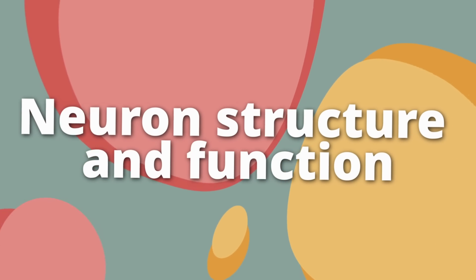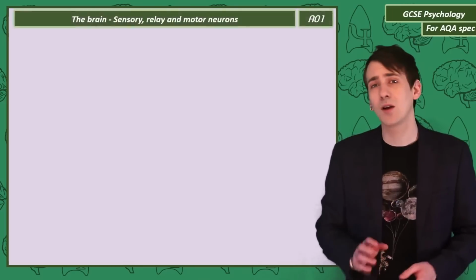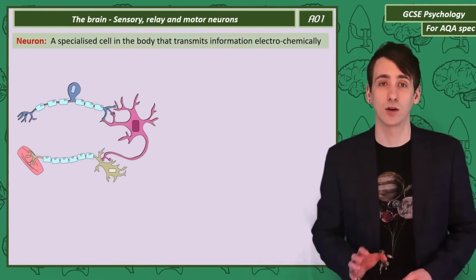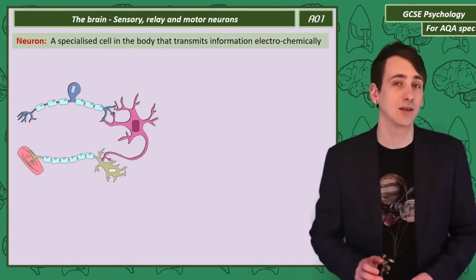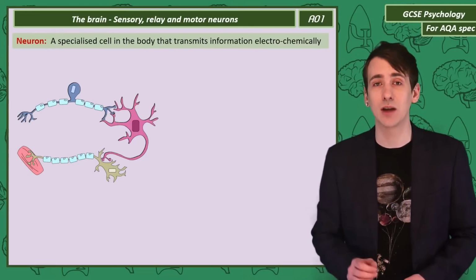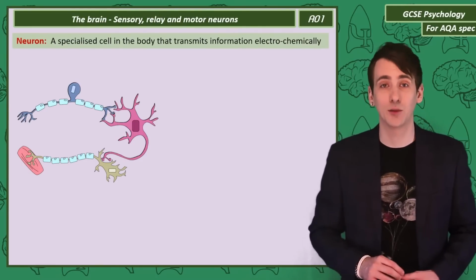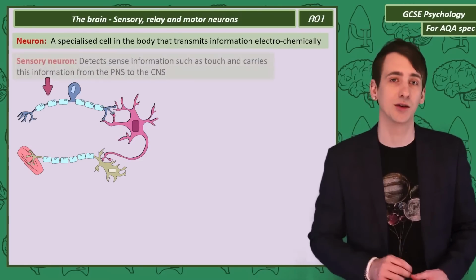Neuron structure and function. So it's likely you've seen an image like this before. It's a drawing of a set of neurons. A neuron is a specialized cell in the body that transmits information electrochemically. There are three different types of neuron in this picture. The blue one is a sensory neuron.